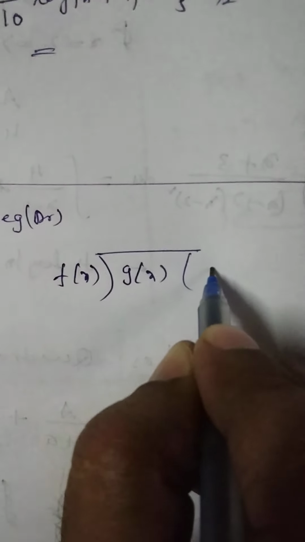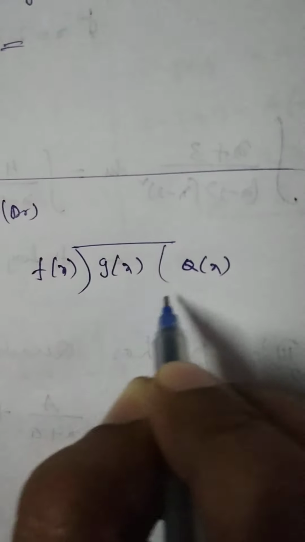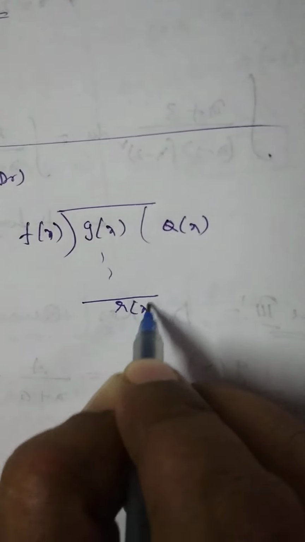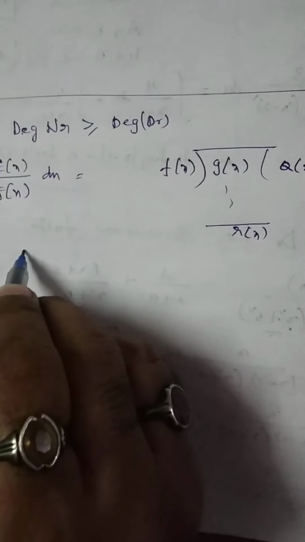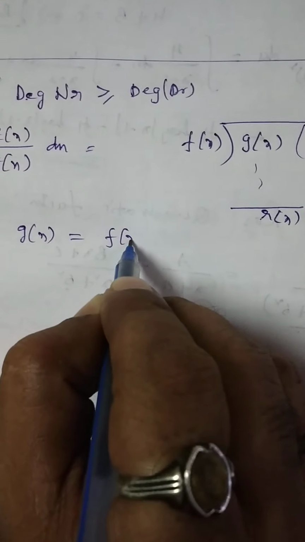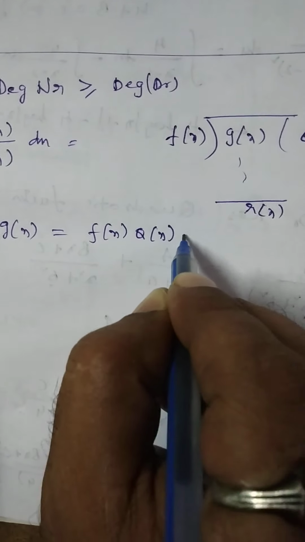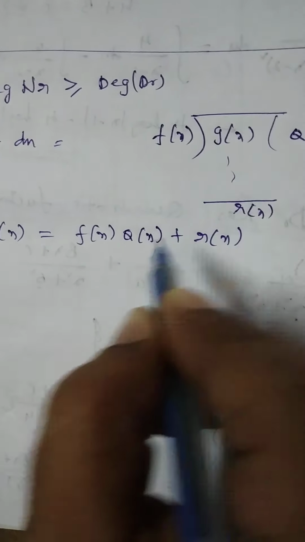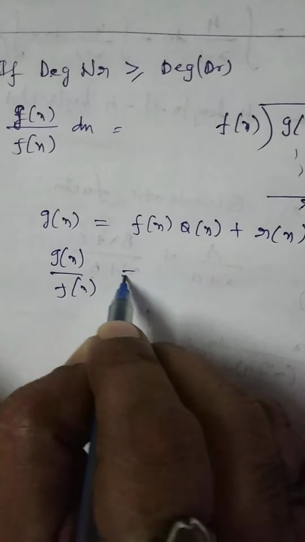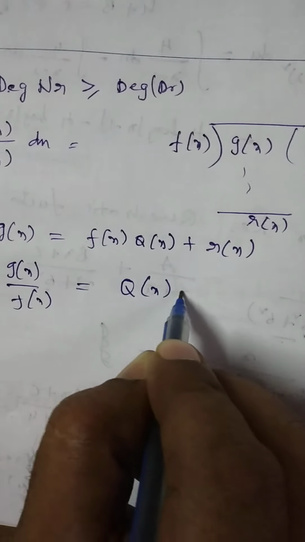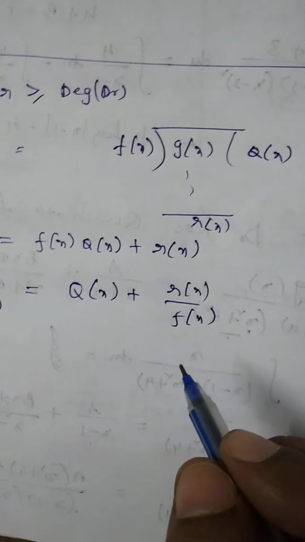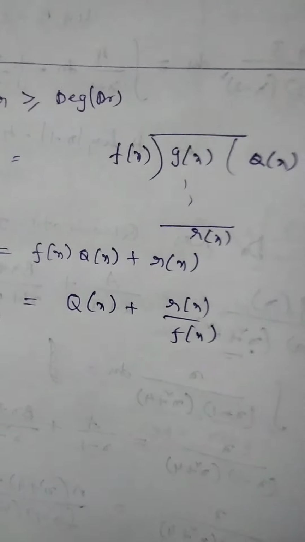After the process we will get a certain quotient, and we are going to get a remainder r of x. So this g of x, how am I writing? Dividend is equal to divisor into quotient plus remainder. Using that, g of x by f of x is equal to q of x plus r of x by f of x I am going to write. If you do one example, you can understand it clearly.